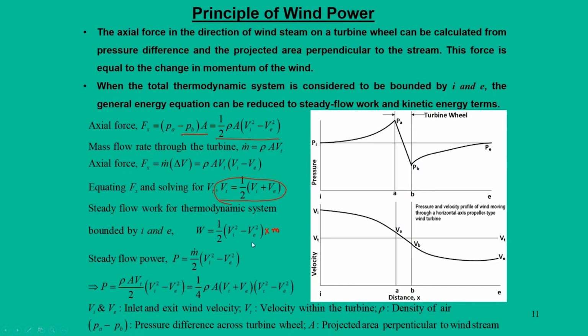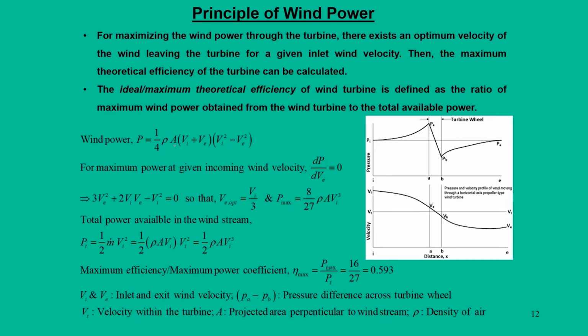Now, from this work transfer we can get the steady flow power, and that becomes P = (m dot / 2)(Vi² − Ve²). We have already expressed m dot from these expressions. Inserting this m dot here, ultimately we end up with the power expression P = ¼ρA(Vi + Ve)(Vi² − Ve²).